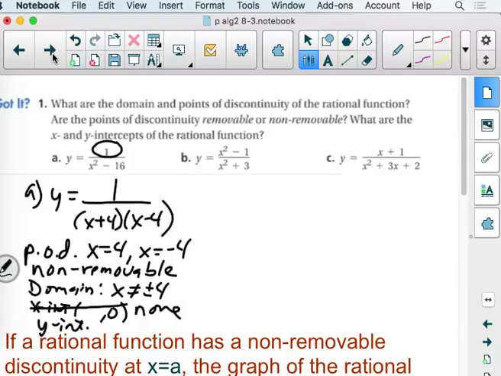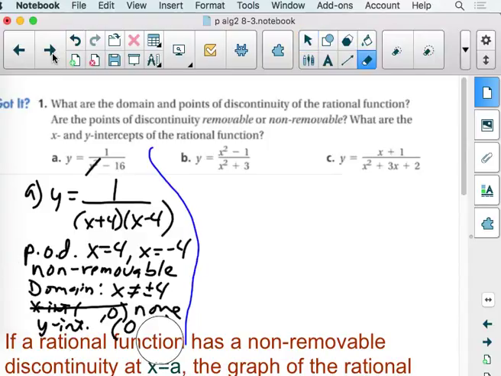Y intercept. Go back to the original, not the factored one. Cross off the X's. See what's left. It's a fraction. What is it? 1/16. So 0, -1/16. And that's by going back up here and saying that this is going to be 0. That's all that's left. Right there. That's really squashed. -1/16. All right, you ready? Yeah. B.